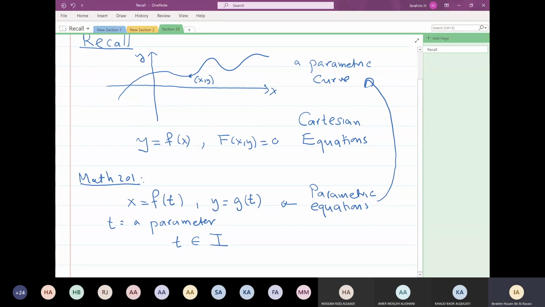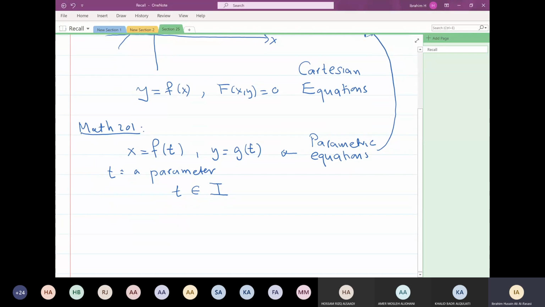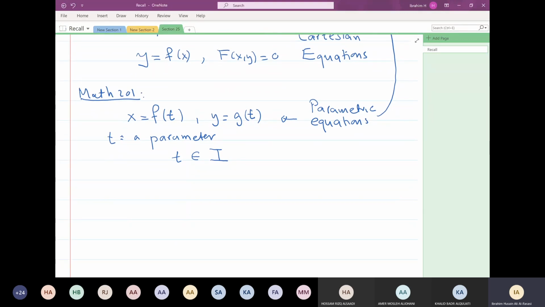Now, before I continue the recalling, is it clear to everyone? Do you have any question about the definition? It is clear. Okay. Any question before I continue? Then what is the main question in this part or in this section?